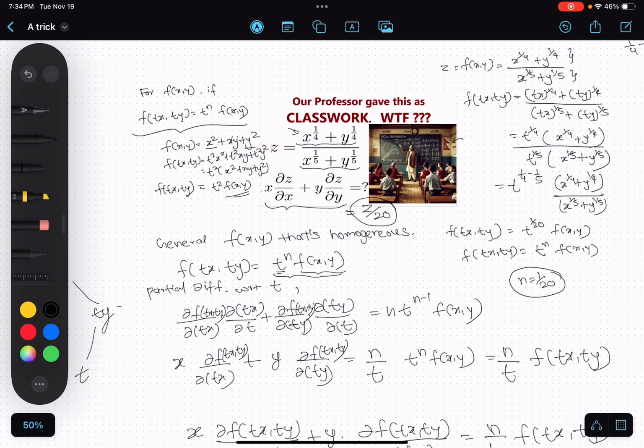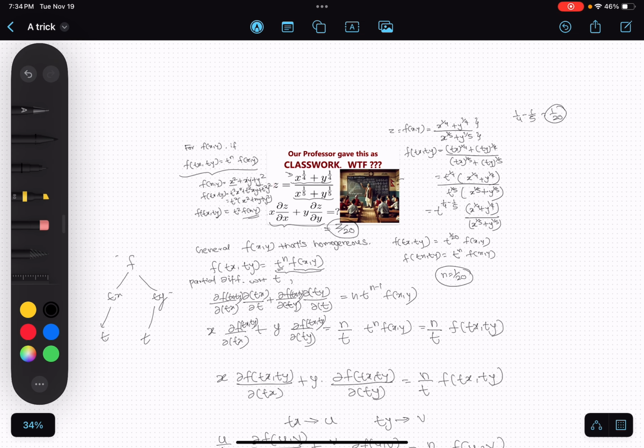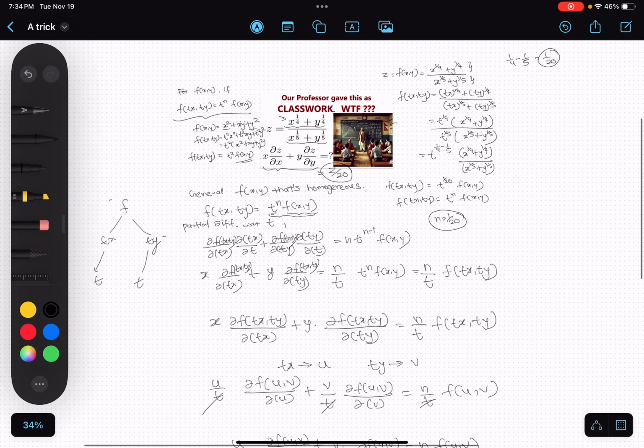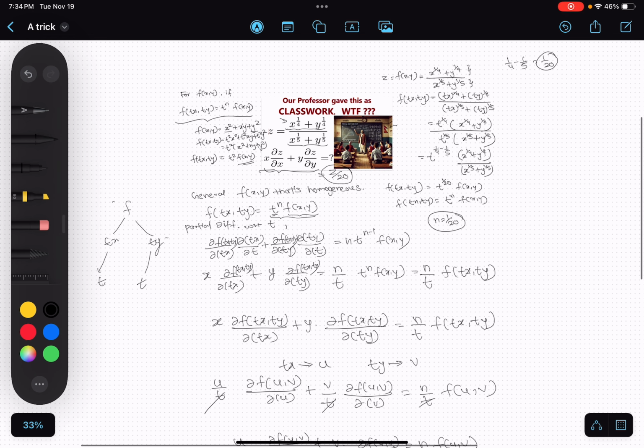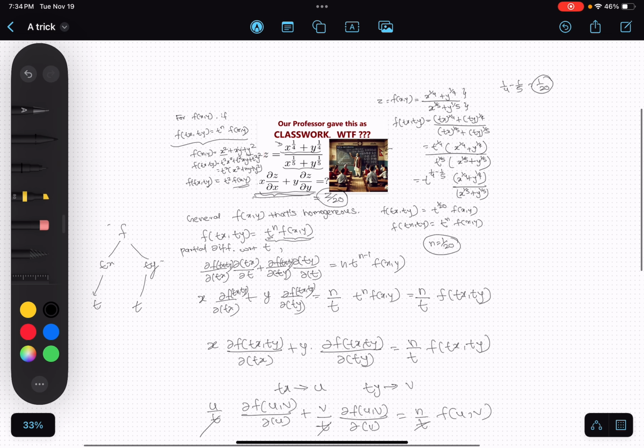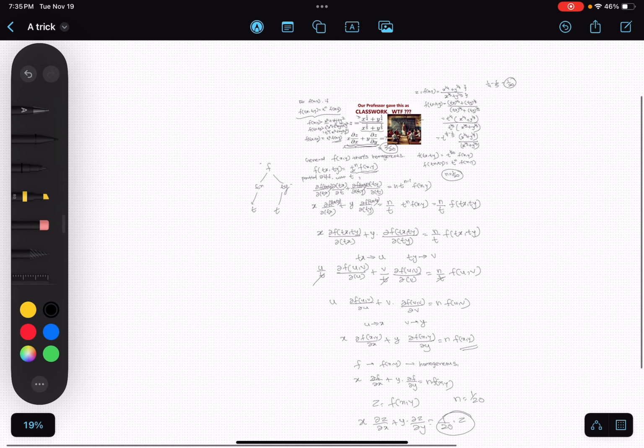I hope you guys enjoyed this video. Whenever you have a homogeneous function, and it's exactly this same equation, nothing any different, you can directly use this theorem, right?